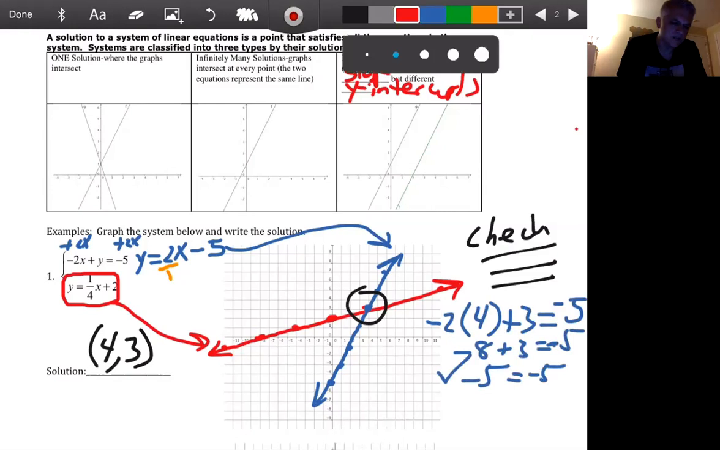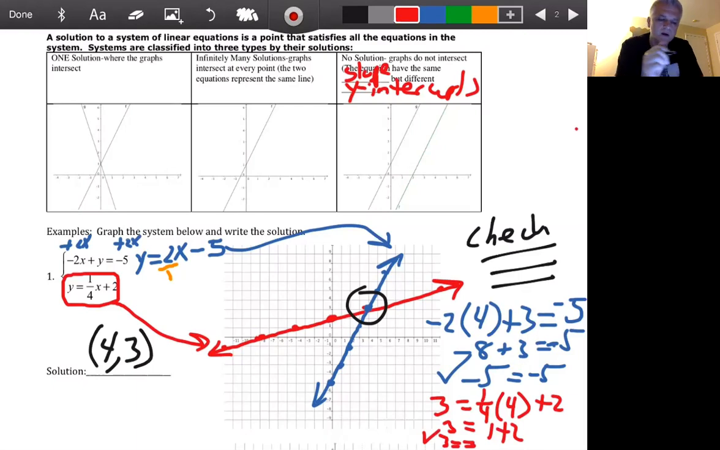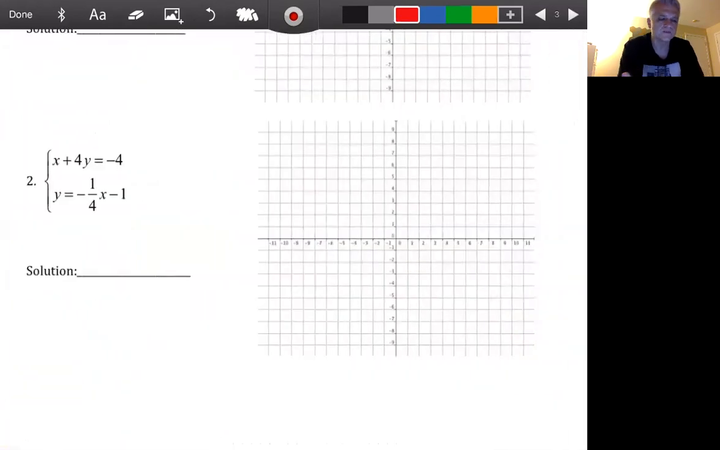And I'm going to check my answer with the red line. So y equals, I'm going to substitute 3 for y again. 1/4 times x. x is 4, plus 2. Well, 1/4 times 4 is 1, plus 2. So 3 equals 1 plus 2, 3 equals 3. That one works too. So I have checked my answer. There's no way it's wrong. That point, 4 comma 3, is a solution to my system of linear equations. Let's go down to question number 2.